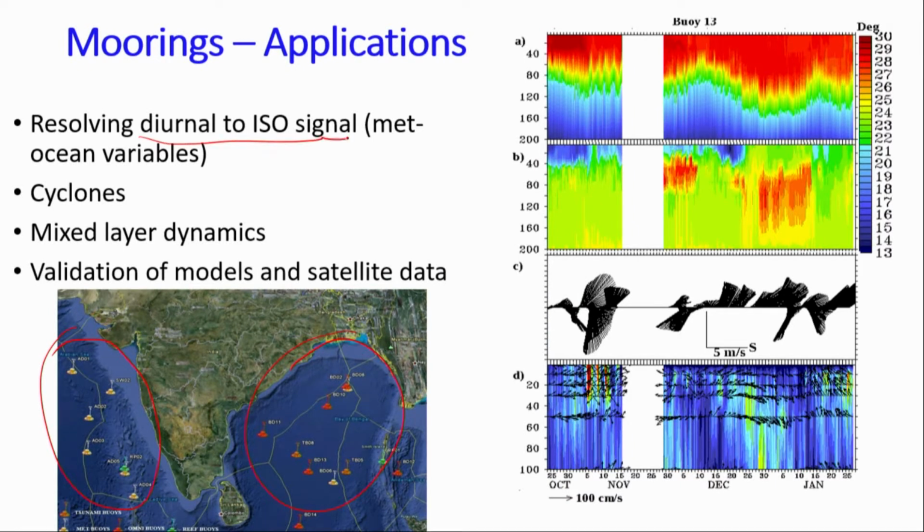So this mooring is one of the important platforms to resolve the diurnal to ISO time scale. You get various meteorological and oceanographic variables, and it is also very useful for cyclones. Suppose a cyclone forms in the Bay of Bengal, we will get the pressure drop and wind speed much in advance, so that we will be able to prepare well. It also helps find the mixed layer dynamics, how the mixed layer budget is at that location, and it is very useful for validation of model results and satellite data. So this is a typical temperature record and salinity record and wind and current record. One buoy provides all this information.